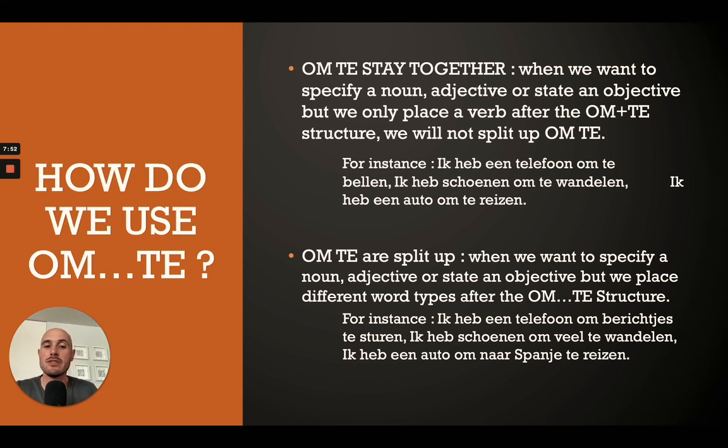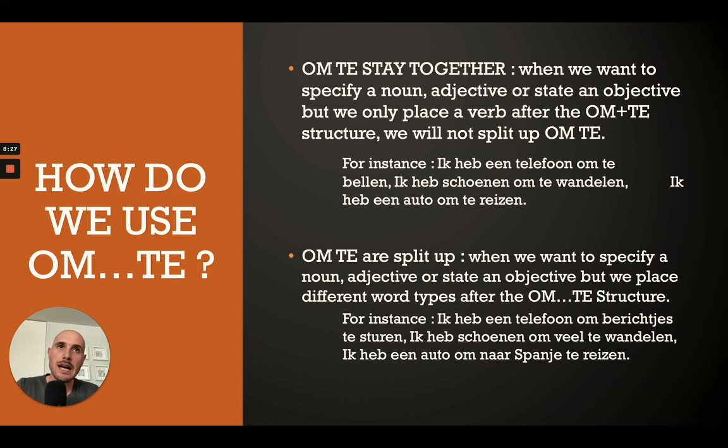So in this case, we have a preposition and a noun, because naar would be the preposition, and Spanje would be the noun. So, ik heb een auto om, we put a preposition, Spanje, the noun, country's name, and then our main verb, we place it after te. Okay, that is when we split it up. So remember, om te together, if you only place a verb at the end. If you place other word types, then your verb is going all the way after that te at the end, but everything else is going between om and te.